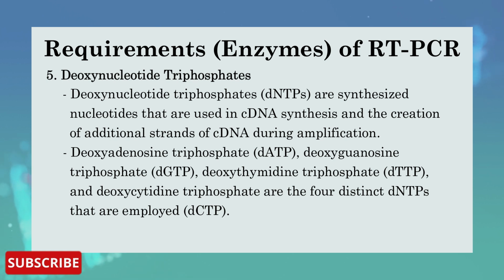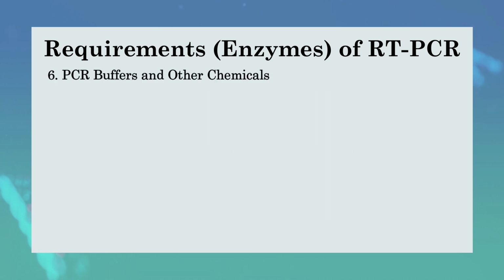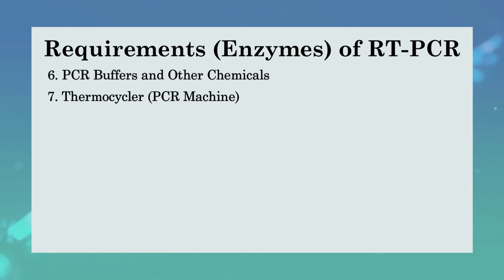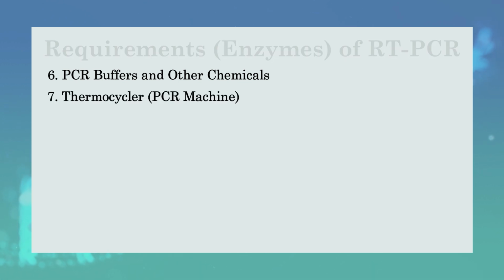Deoxyadenosine triphosphate (dATP), deoxyguanosine triphosphate (dGTP), deoxythymidine triphosphate (dTTP), and deoxycytidine triphosphate (dCTP) are the 4 distinct dNTPs that are employed. Number 6. PCR buffers and other chemicals. And lastly, thermocycler PCR machine.